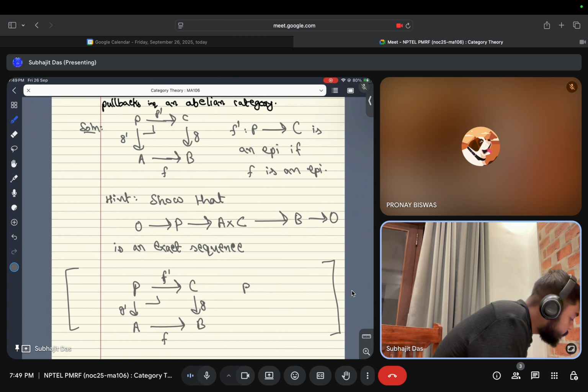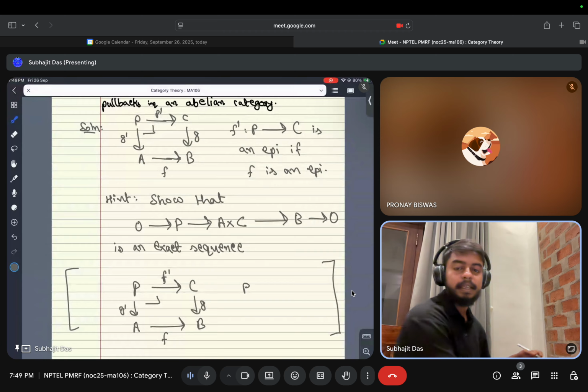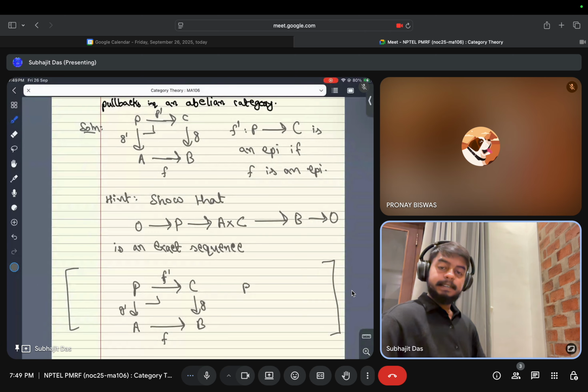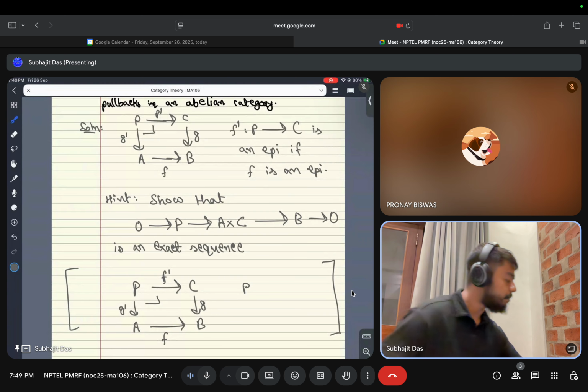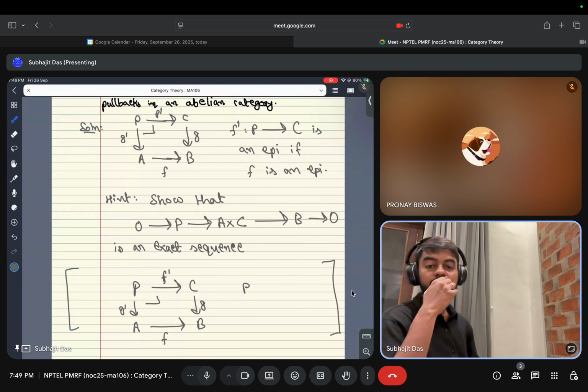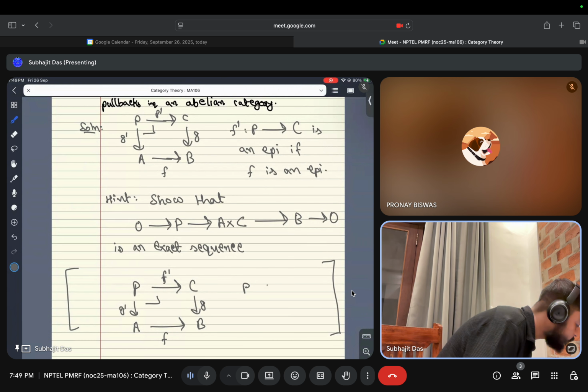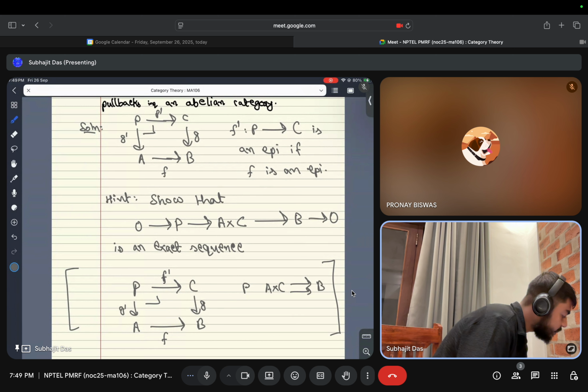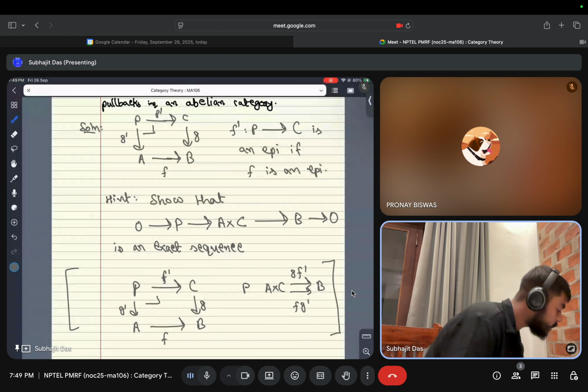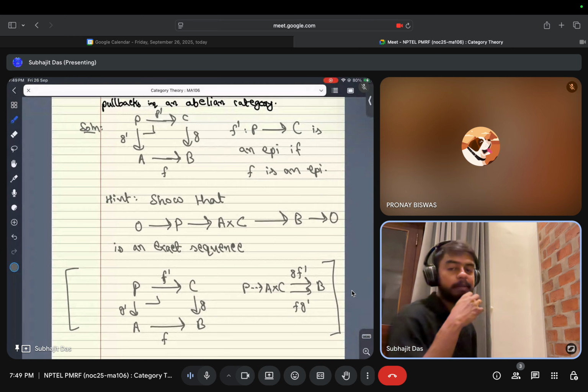So P can actually be written as the equalizer of a pair of maps, or maybe the kernel of a single map. We want a single map from A cross C to B. We can instead take a pair of maps from A cross C to B. This is always true in any category. Take Gf prime, take Fg prime. The equalizer of these two will exactly be P.